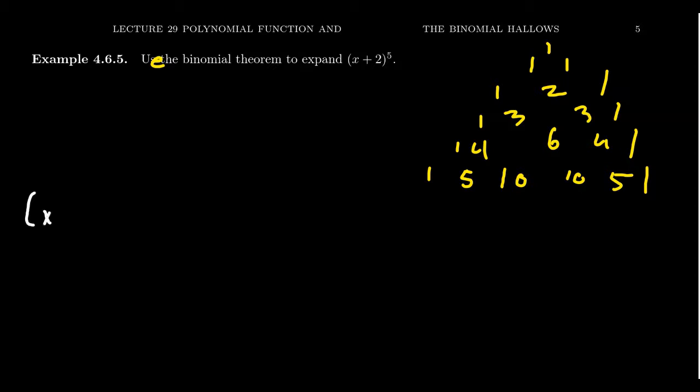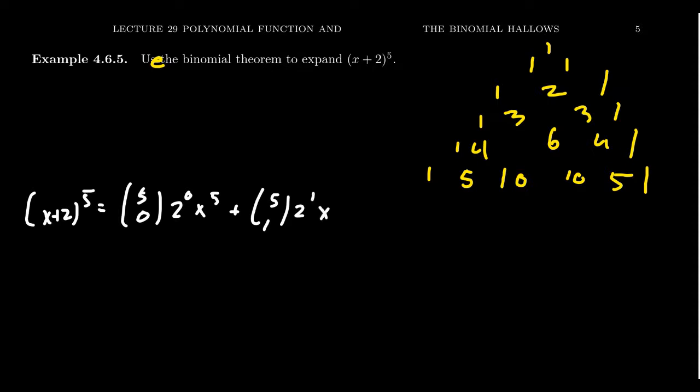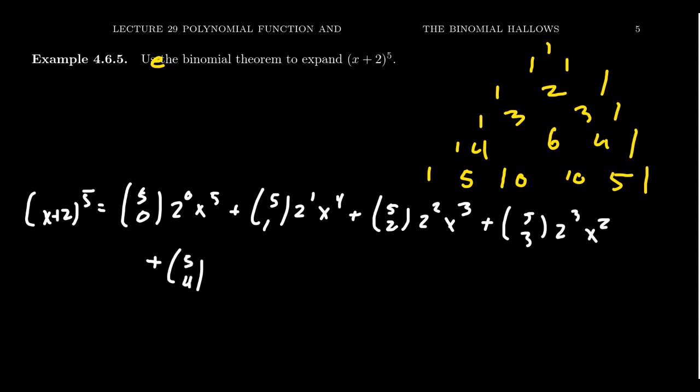(x + 2) to the 5th is going to look like 5 choose 0 times 2 to the 0, x to the 5th. Then we're going to get 5 choose 1 times 2 to the 1st, x to the 4th, plus 5 choose 2, 2 squared, x cubed. Then we're going to get 5 choose 3 times 2 cubed, x squared. Then next we're going to get 5 choose 4, 2 to the 4th, x. And then finally we get 5 choose 5, which is going to be 2 to the 5th, x to the 0. So simplify these things.